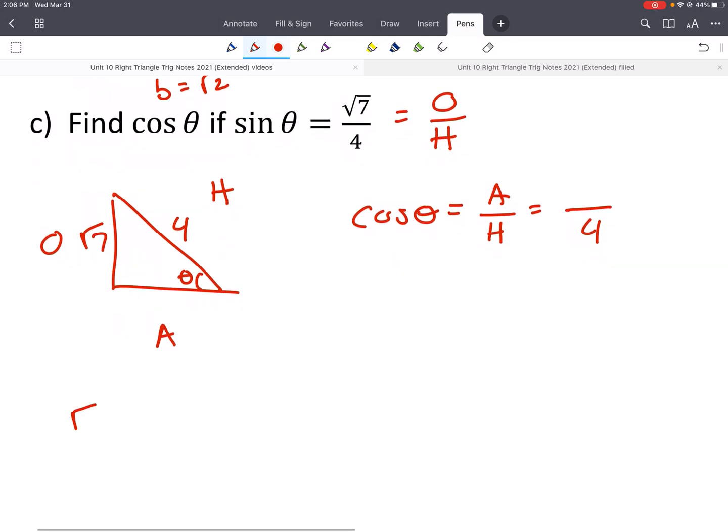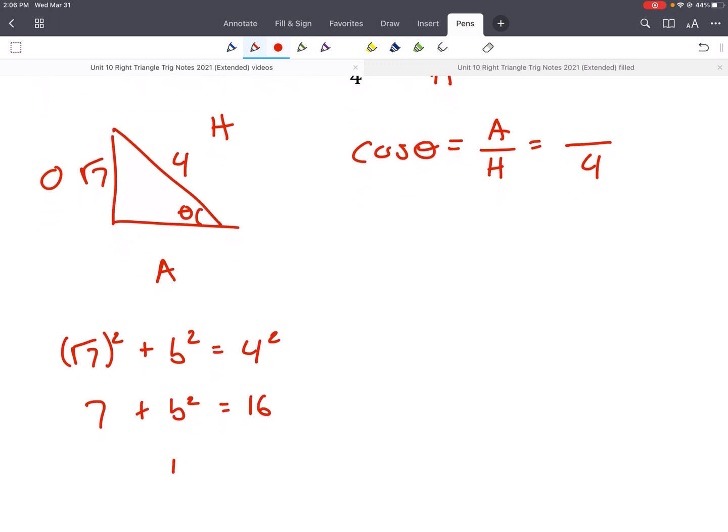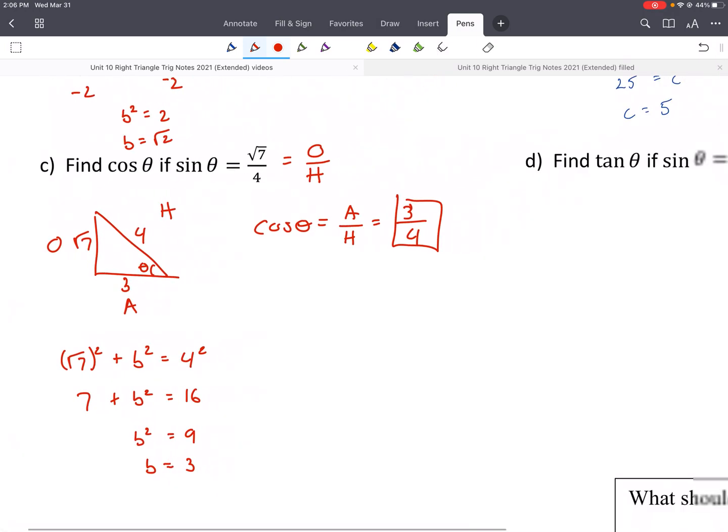So we could do the square root of 7 squared plus b squared is equal to c squared, which is 4 squared. Again, that gives us 7 plus b squared equals 16. Subtract the 7 over, and that gives us 9, or b is 3. So there we go. That wasn't too bad.